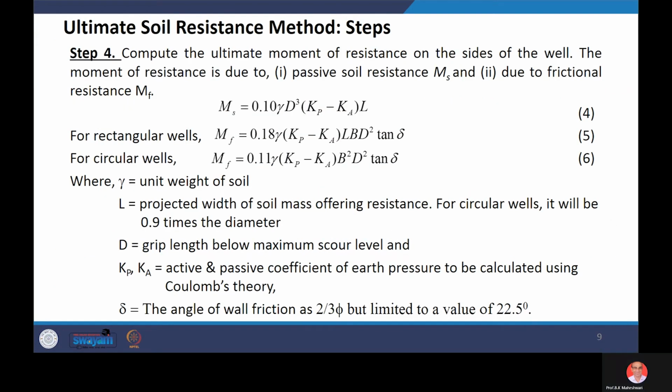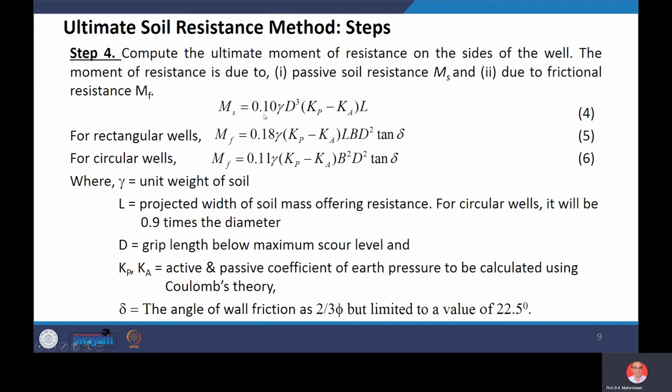Continue with this. In step 4, we calculate two moments, one on the sides and another at the base. So compute the ultimate moment of resistance on the sides of the well. The moment of resistance is due to, first, passive soil resistance Ms and, second, frictional resistance Mf. Passive soil resistance Ms is given by the relation 4, while frictional resistance is given by equation 5 or 6. Equation 5 will be applicable for rectangular wells, while equation 6 will be applicable for circular wells.